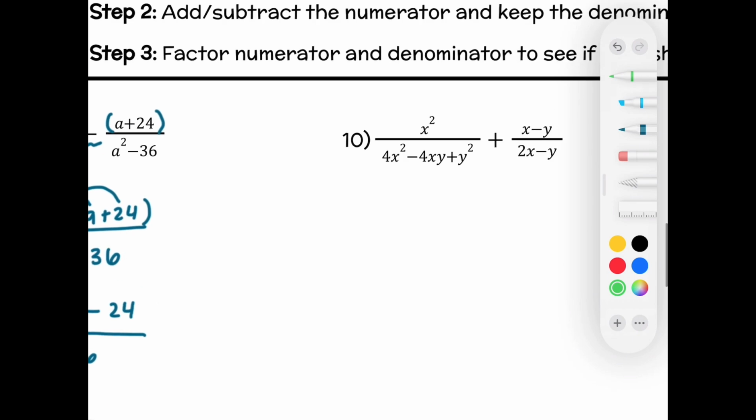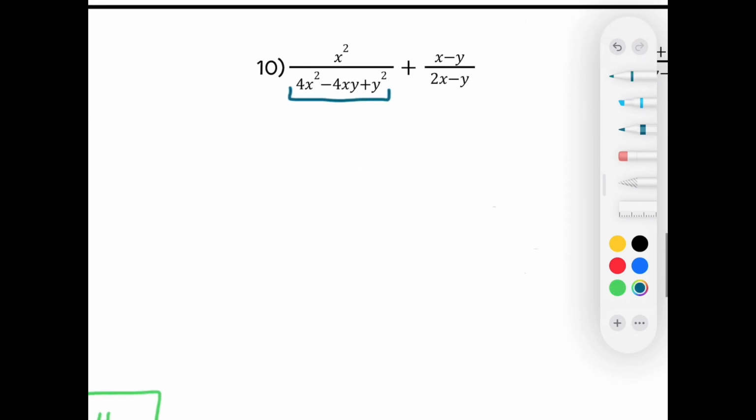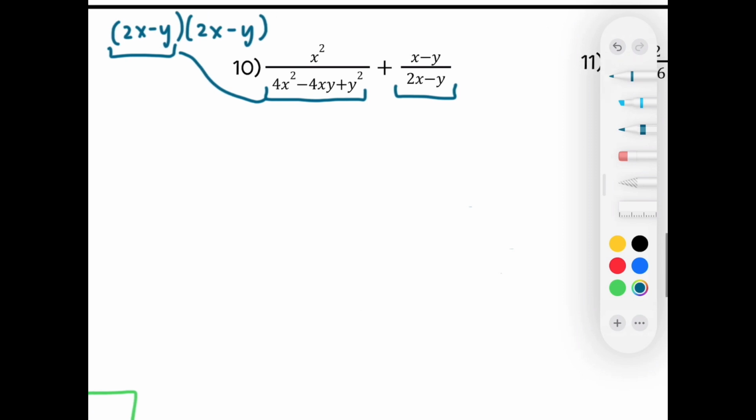All right, and then if we look at this, whenever you see something that you can factor, you want to go ahead and factor it. So this is a perfect square trinomial. So to factor it, we would have 2x minus y, 2x minus y. So we're looking for what they already have in common. So they both already have one 2x minus y, but we need this one to have another one. So we're going to multiply by 2x minus y on the top and the bottom.